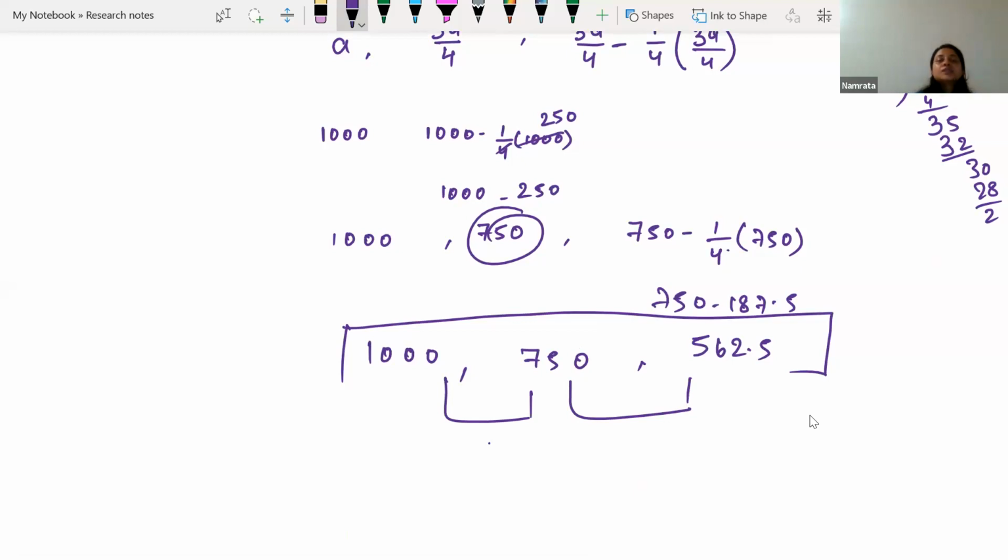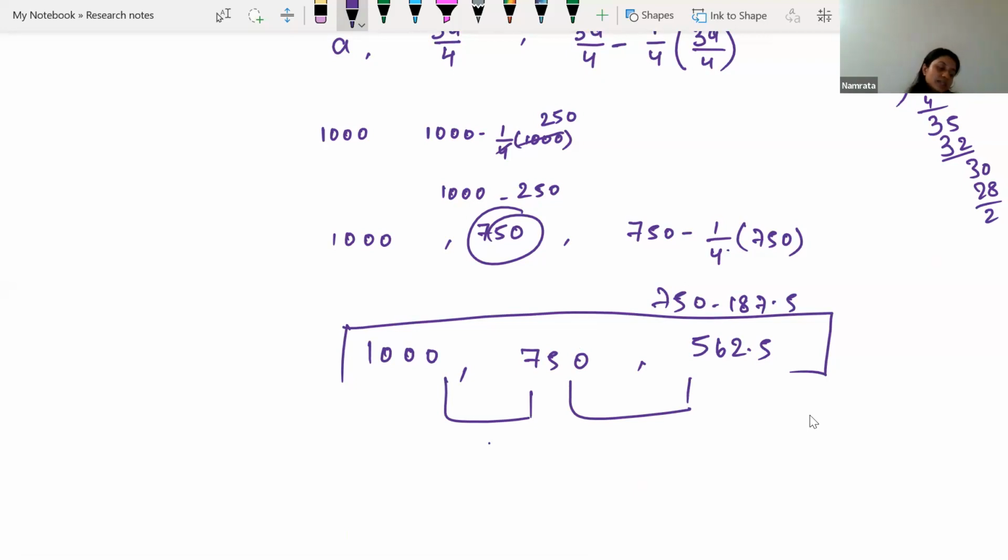So for the second question, you can do it with A, or with V, or if you want, you can do it with numbers, whatever seems comfortable to you. This is how we will get it, and definitely it's not in AP.